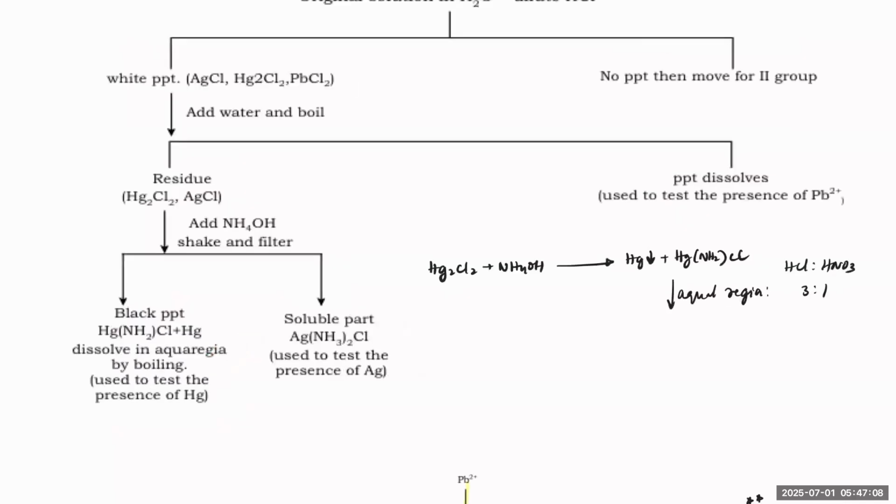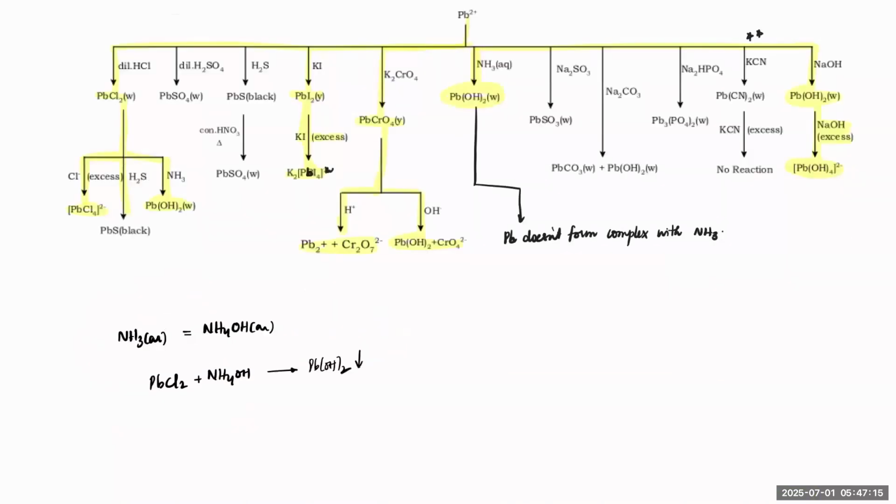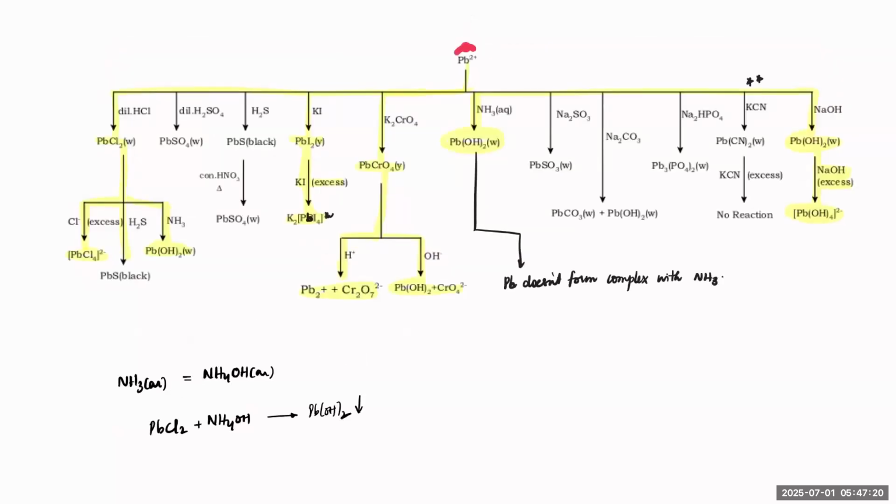So have you noticed how we separated Pb2+, Ag+, and Hg2 2+? Now, what are the chemical reactions that you need to know for Pb2+? Usually when you react Pb2+ with dilute HCl, it will immediately become a white PPT. If you add excess chloride, it will convert into a soluble complex. If you add H2S, it will become a black PPT. With ammonia, Pb2+ does not form any complex; it will form Pb(OH)2, a white PPT.